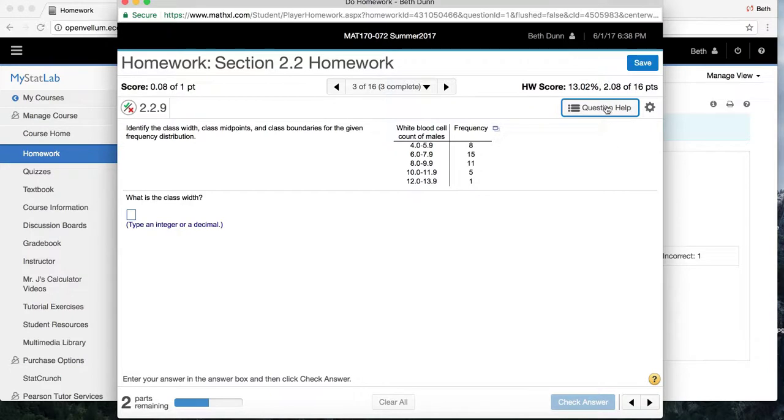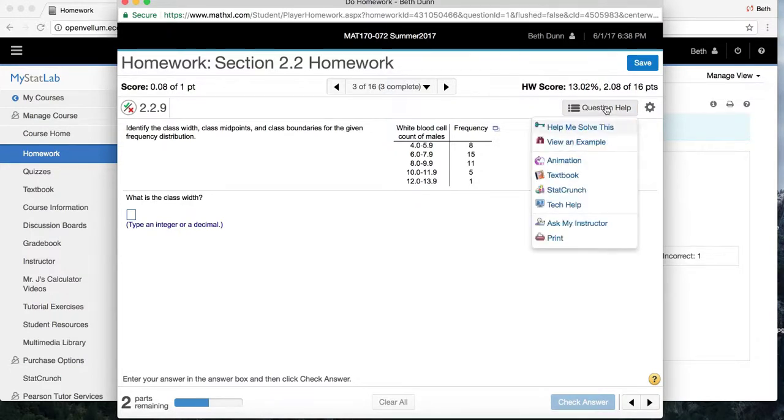So don't be afraid to click on this question help. There's a lot of really cool tools in there. Play around with it. Don't be afraid to click on any of those buttons.